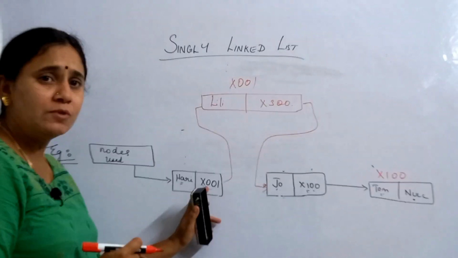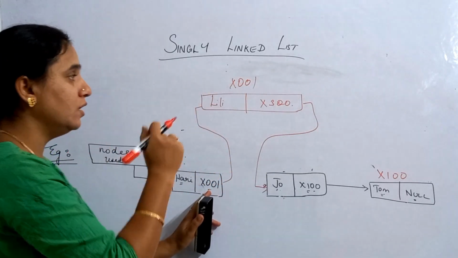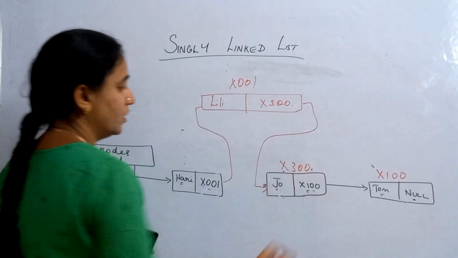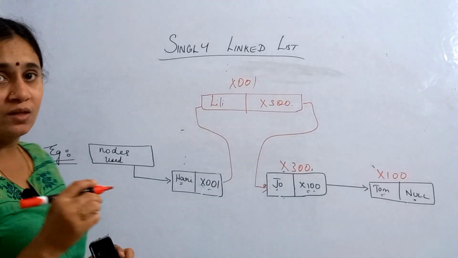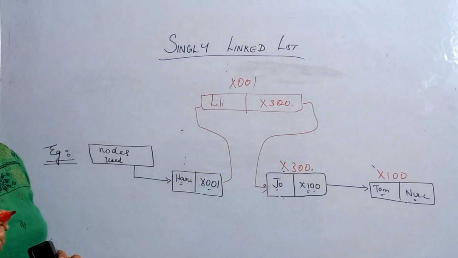So now if x001 is being asked, it will be giving the Lily value. So now x300 will be pointing to this location. Can you follow? Friends, are you all clear? So now this is the way you must connect it. Friends, are you all clear?